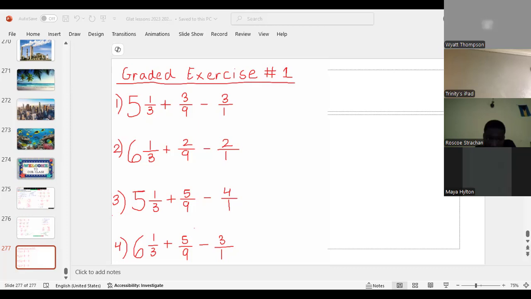Roscoe with number 1. Roscoe? Where's Roscoe? Roscoe, can you hear me? Trinity, you need to be doing your work. Roscoe with number 1. Wyatt with number 1.